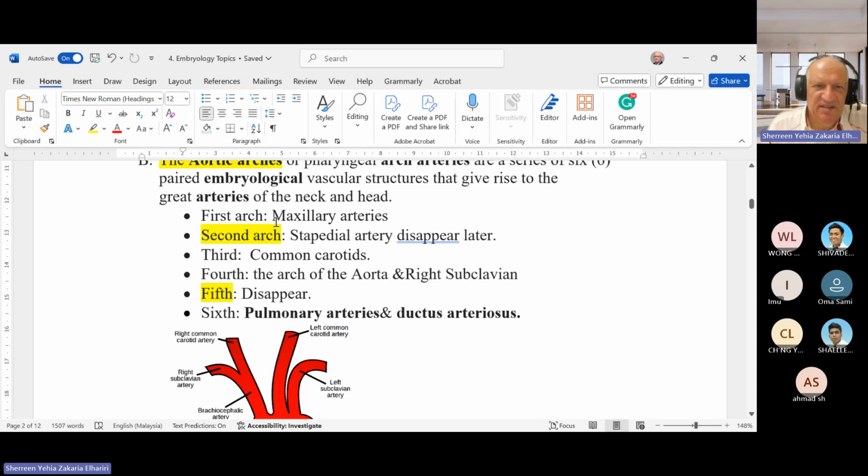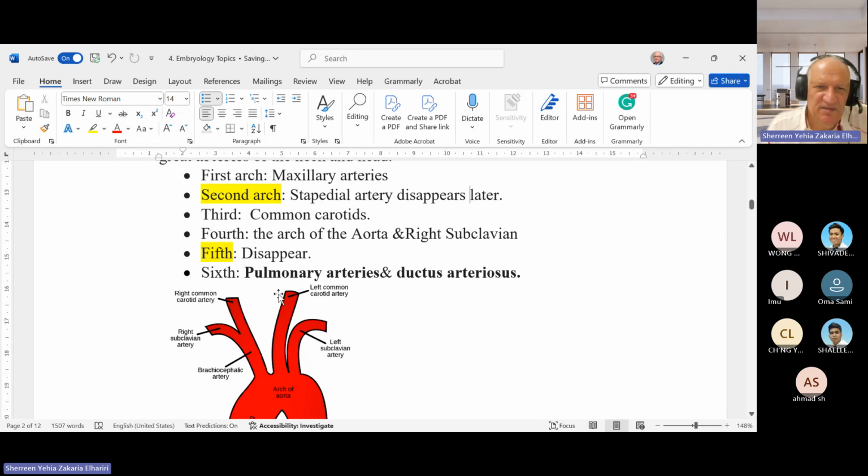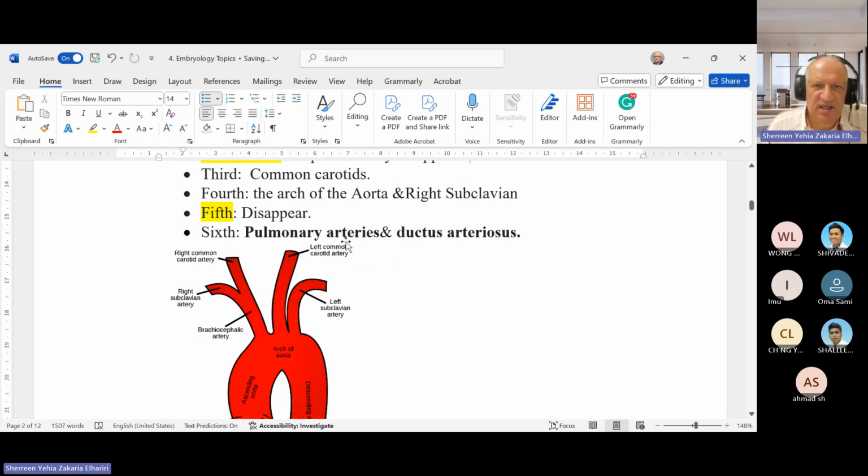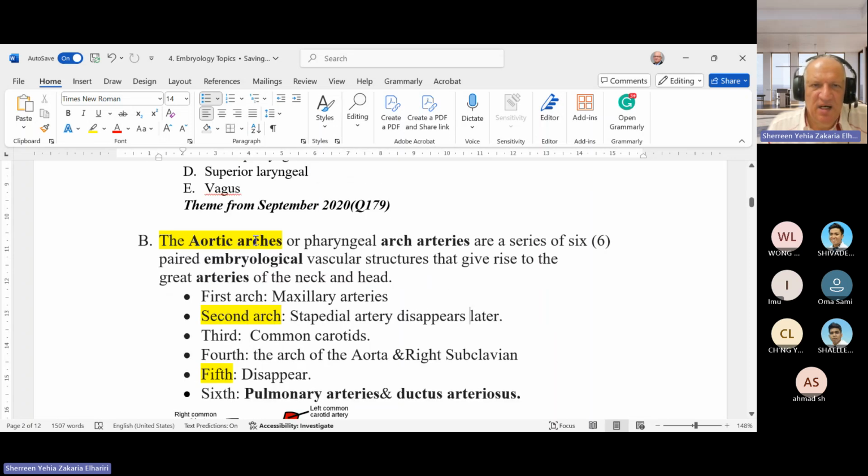First, maxillary. Second, stapedius, and it disappears later. Third, common carotid. Fourth, arch of aorta and right subclavian. Fifth, disappears. So you have the second and fifth disappearing. Sixth, pulmonary arteries and ductus arteriosus. What is common in exams? They ask you about the pulmonary arteries, right and left, or the ductus arteriosus, the origin from the six aortic arches.